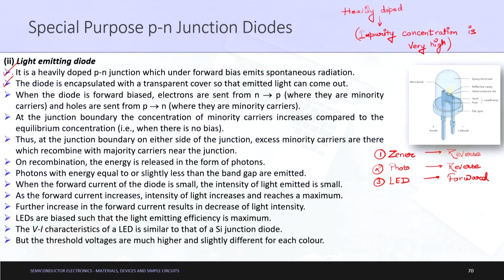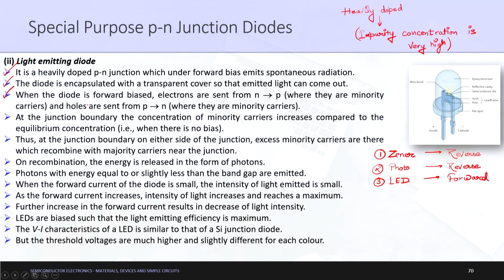The diode is encapsulated with a transparent cover, so that the emitted light can come out. So, this is basically a transparent cover which they are conveying here. Basically what they are saying is that it is encapsulated with a transparent cover. This is the cover being talked about here, so that the light emitted can come out.